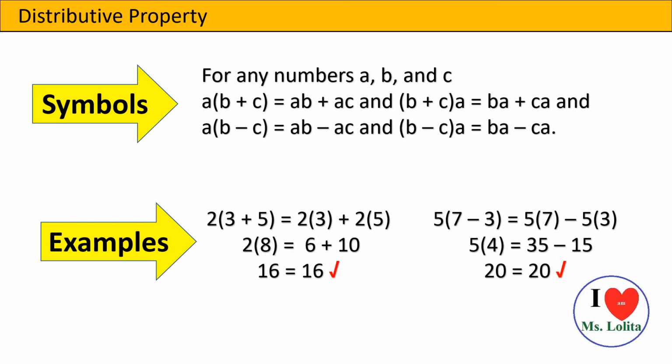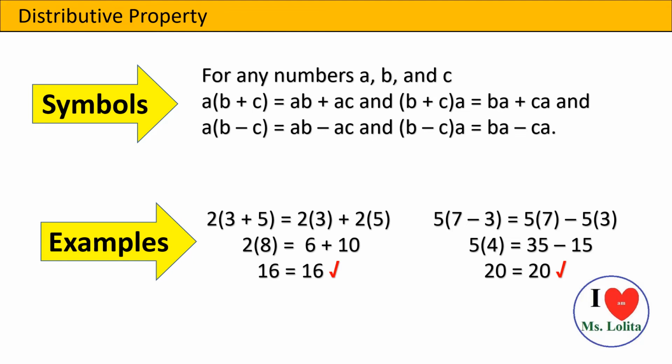Let us work on the subtraction. So, 5 multiplied with the open parenthesis 7 minus 3 close parenthesis will give us 5 times 7 minus 5 times 3. So, 7 minus 3 is 4 and 5 times 7 is 35. 5 times 3 is 15.